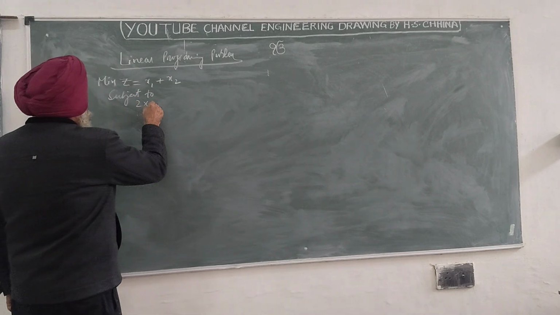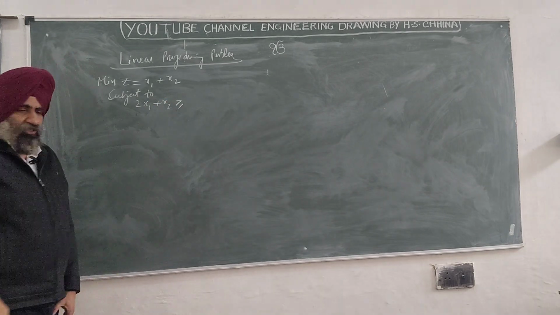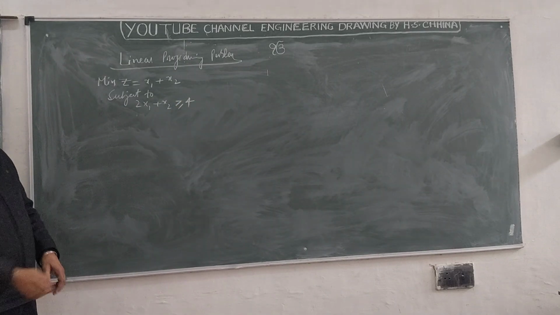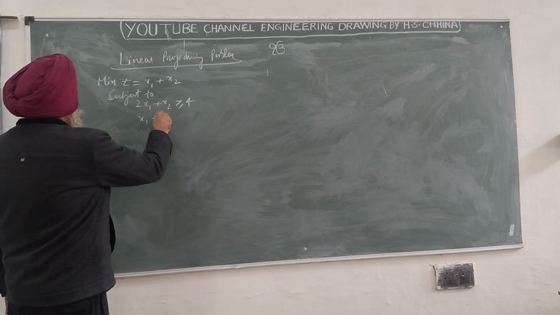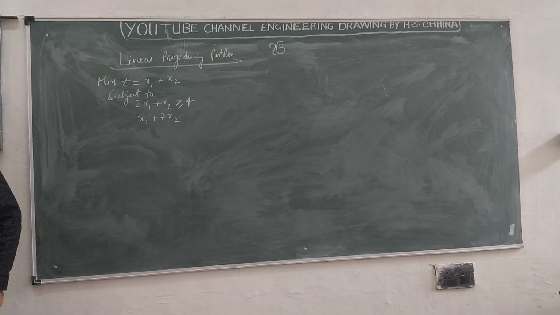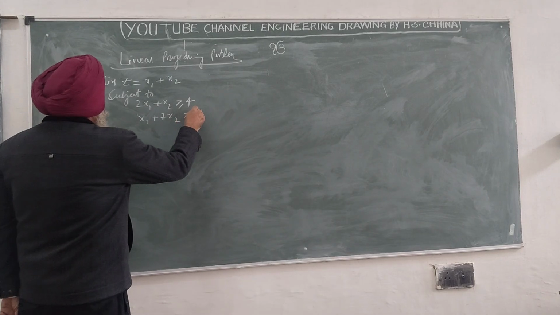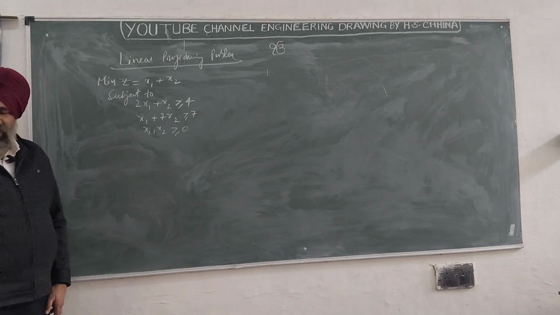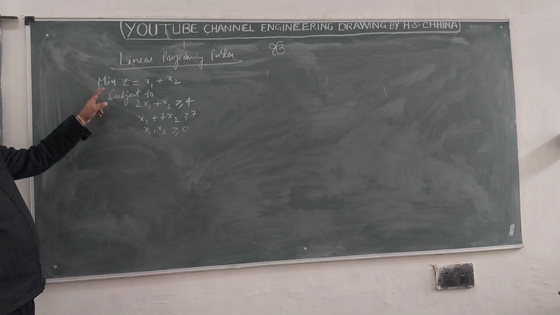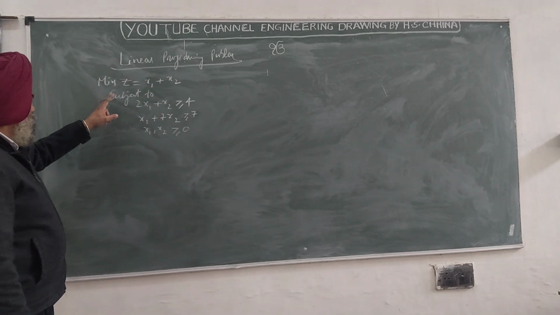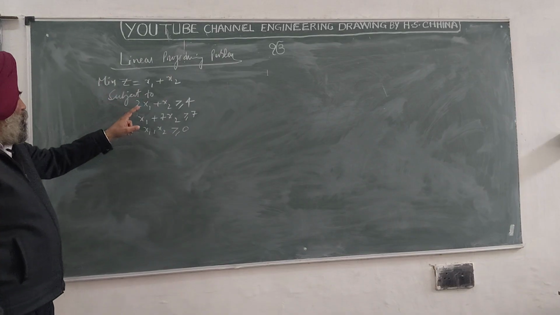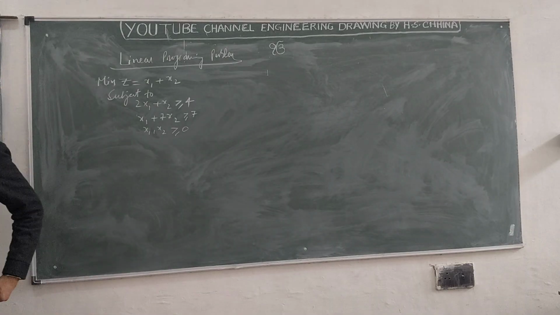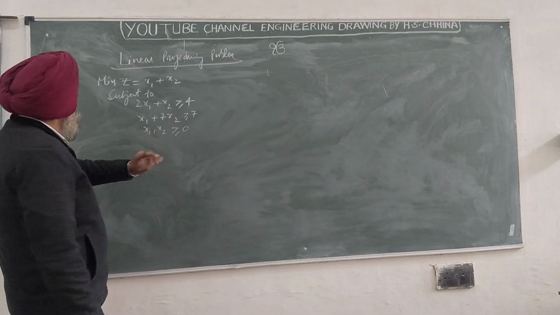2x1 plus x2 greater than equals to 4. Another constraint, there are two constraints which are given to us: x1 plus 7x2 greater than equals to 7, x1 comma x2 greater than equals to 0. I am again repeating the problem. Minimization x1 plus x2. This is the objective function, which is minimization, subject to 2x1 plus x2 greater than equals to 4, this is the first constraint. The second constraint is x1 plus 7x2 greater than equals to 7.